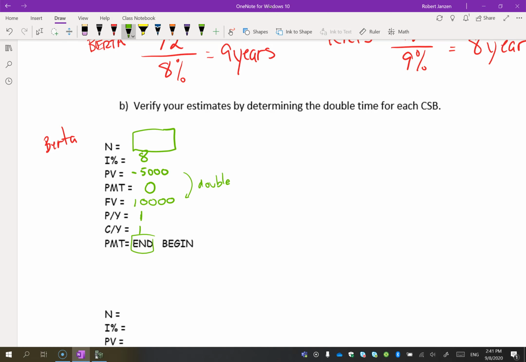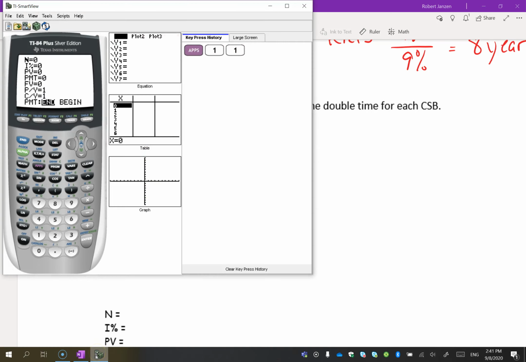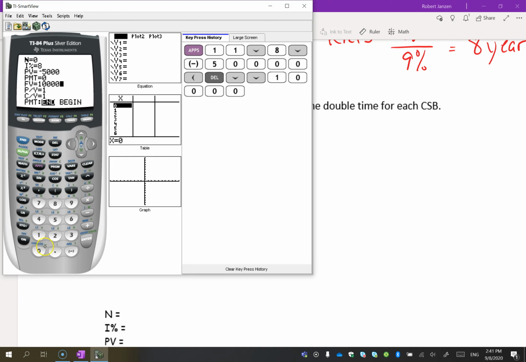Now we want to put that in the calculator. So we're going to leave N blank. Our interest is I. This is going to be negative 5,000. Payment 0, final value, we want 10,000. So there we've got everything filled in.